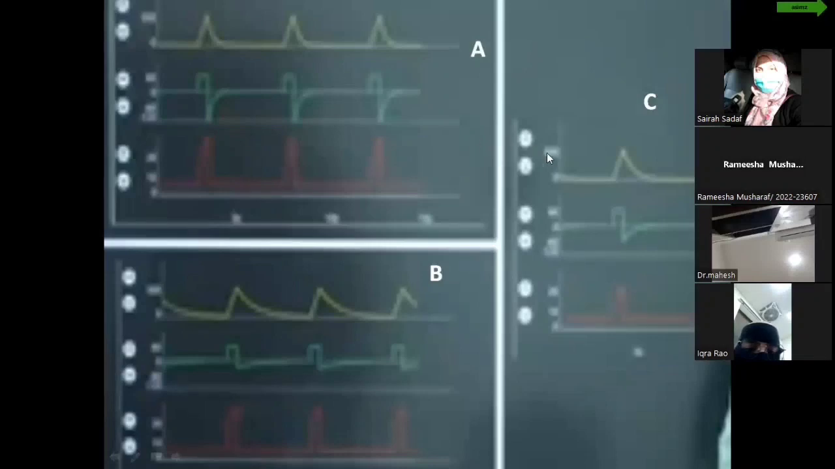Now tell me which one is normal, which one is the problem with the lung compliance, and which diagram is showing the problem with resistance, airway resistance? Kindly tell me in the chat and then I will go further.